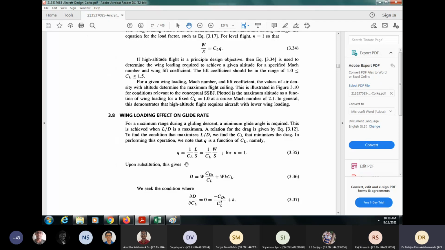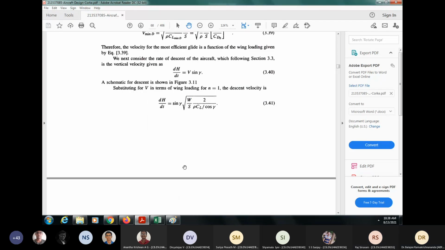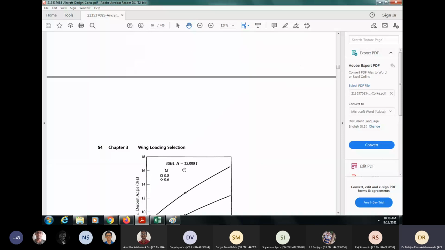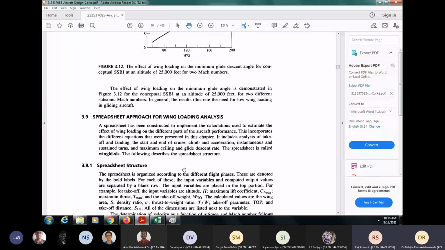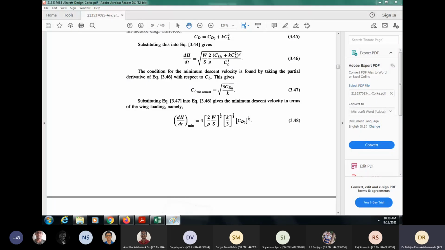Then glide rate you don't have. No, sir, we don't. Okay. That's it. After doing all this, the last step.